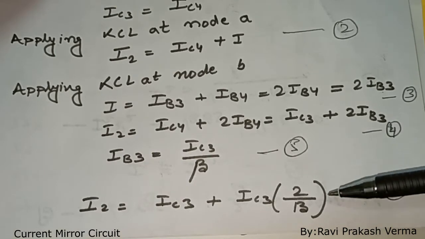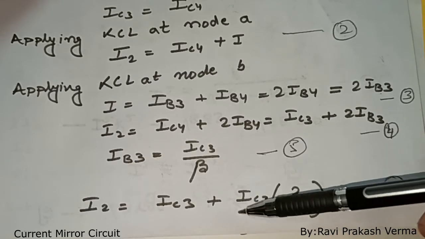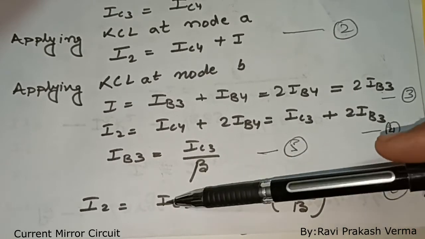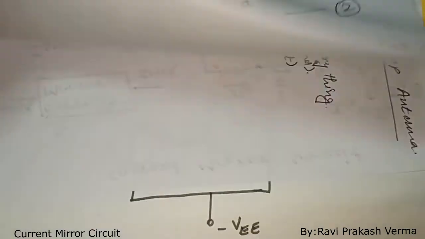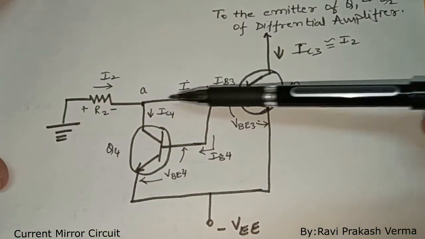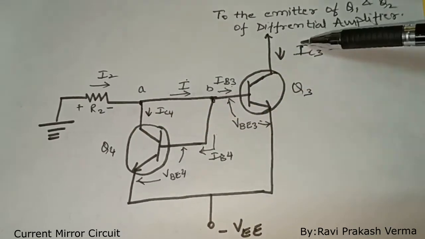So if we assume beta is very large, then this whole term will be neglected, and from that I2 is equal to IC3, where I2 is the input current and IC3 is the output current. So these two currents are equal.